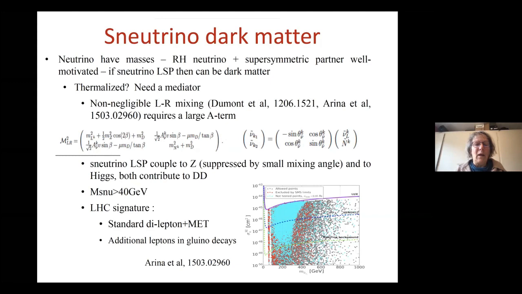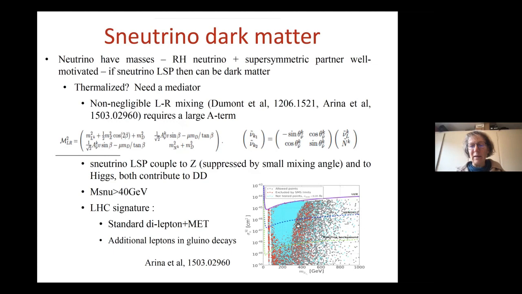For this, you need some kind of interaction with the standard model or the MSSM. There are several ways to do that. One way is to assume that there is some non-negligible left-right mixing. This is the left-right mixing matrix. If you have a large A term, this will induce a significant mixing between the singlet sneutrino and the left-handed sneutrino. In this way, the sneutrino will couple to the Z and to the Higgs, and therefore we have to work with the usual tension between relic density and direct detection. But this is an example of work that showed that part of the parameter space is compatible with relic density and direct detection, as well as satisfying all the LHC constraints.